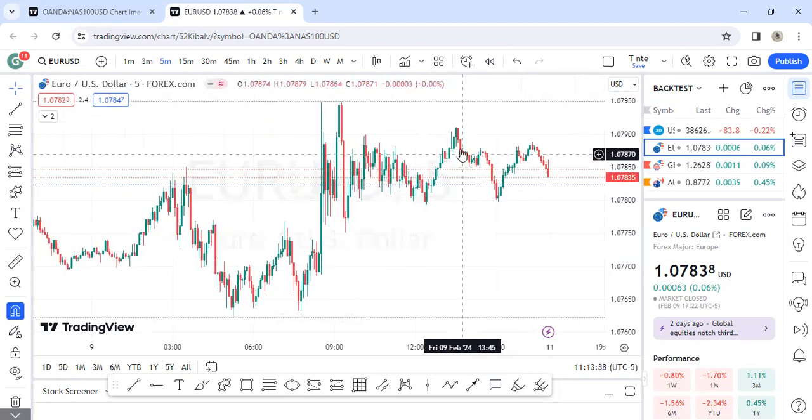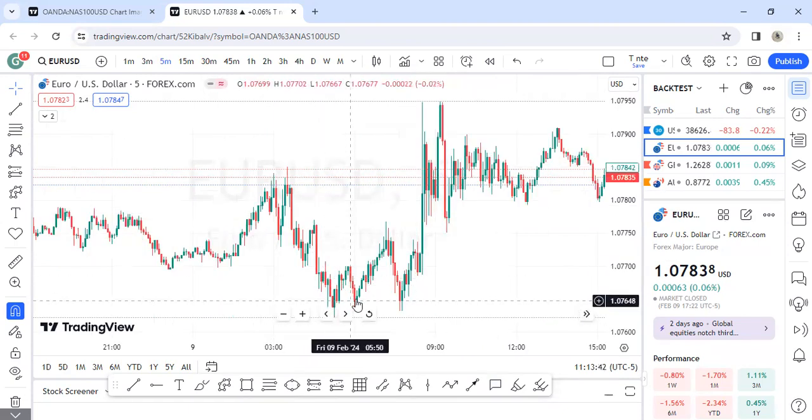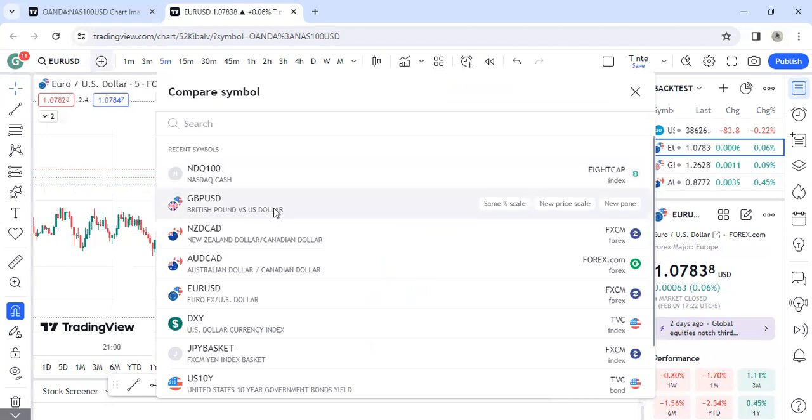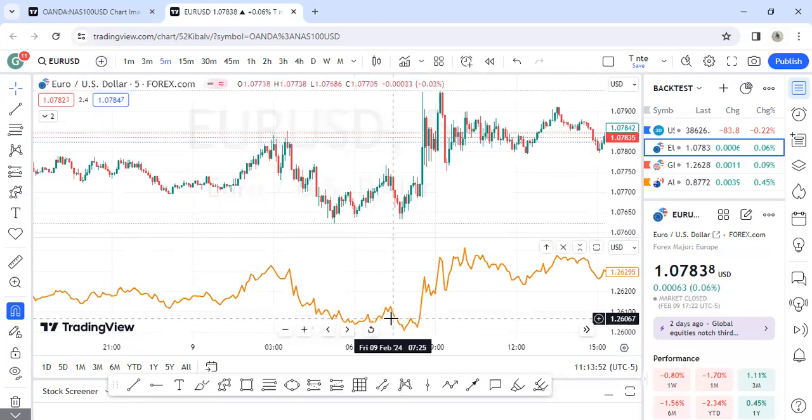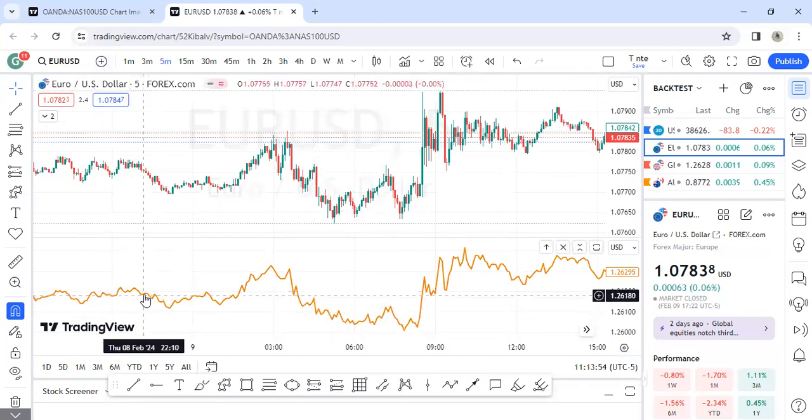So now let's go back to the example that we're talking about. Look at this chart very carefully. Let's compare. Click on compare here. Compare with GBP/USD. You see it there. So now this is my GBP/USD chart below.